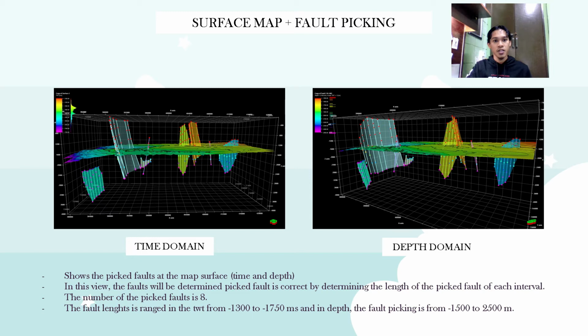And we also can see the number of the fault is 8, and the fault length in time ranges from negative 1300 until negative 1750 milliseconds. And in that, the fault picking ranges from negative 1500 until 2500 meters.